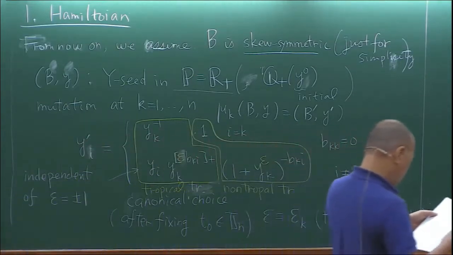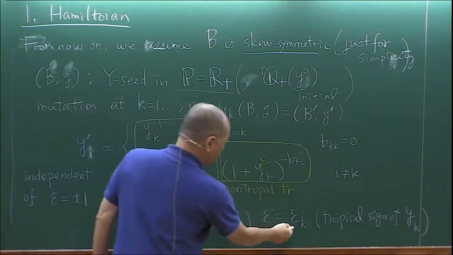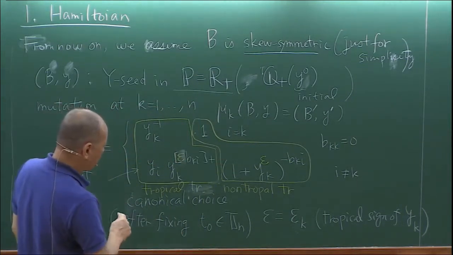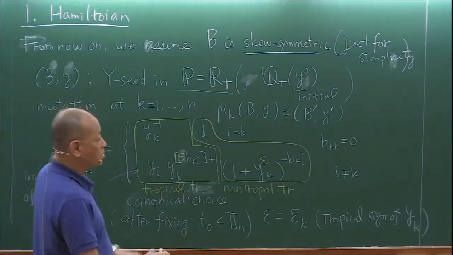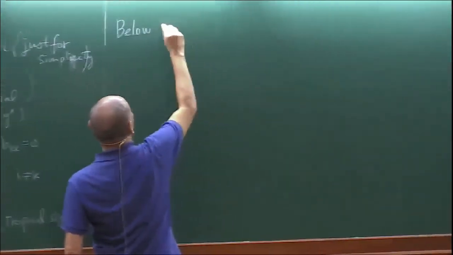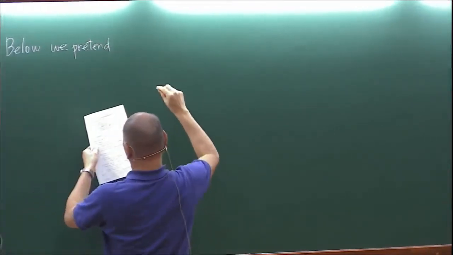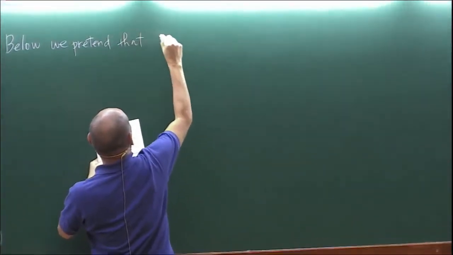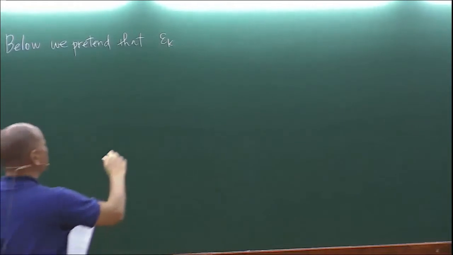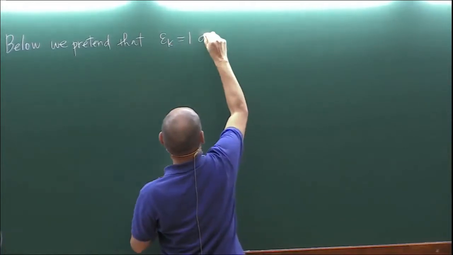Okay. Now, to discuss everything, we really need to introduce this tropical sign. But because this is just a one hour lecture, and I want to skip many complicated things, let me assume the following simplicity. Below, pretend that all the tropical signs encountered during the mutation are plus 1, just for simplicity.